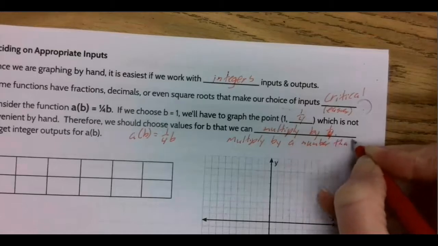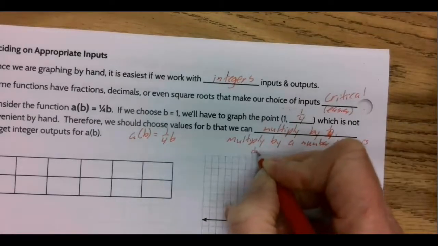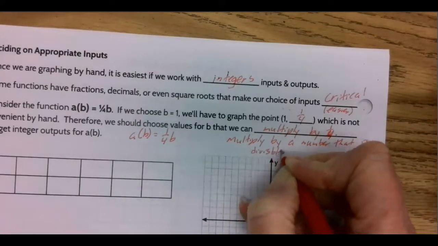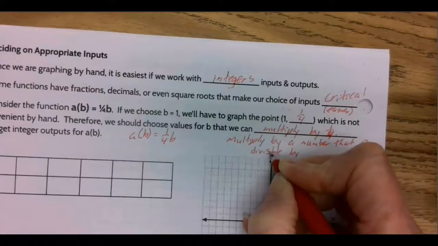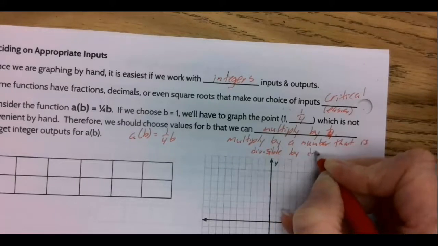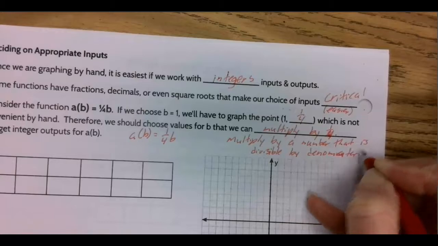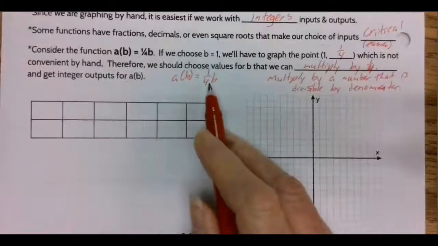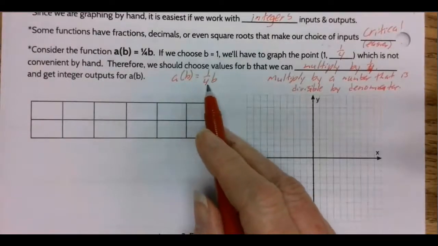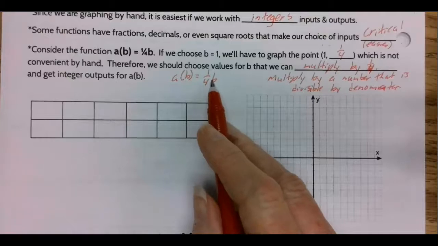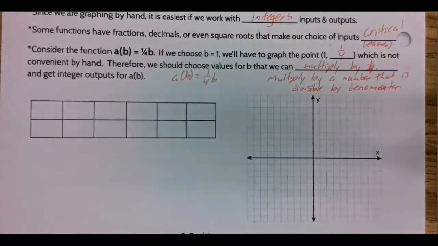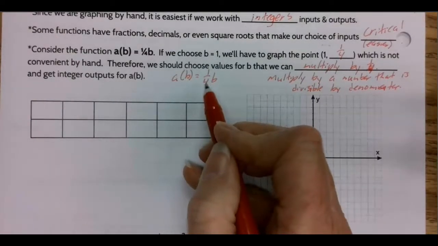Multiply by a number that is divisible by the denominator. Okay, so here is 1 divisible by 4? No. But is 4? Yeah. And here's the other big hint. Use the denominator for sure.